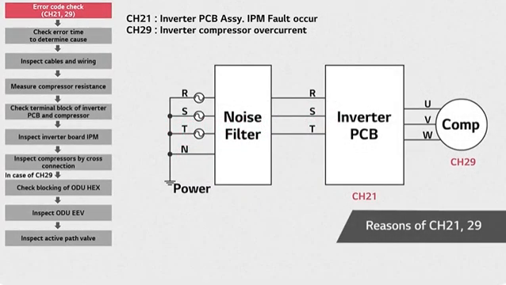Now, we are ready to start talking about the error codes. Errors CH21 and CH29 might be caused by a fault in the inverter's PCB or compressor.